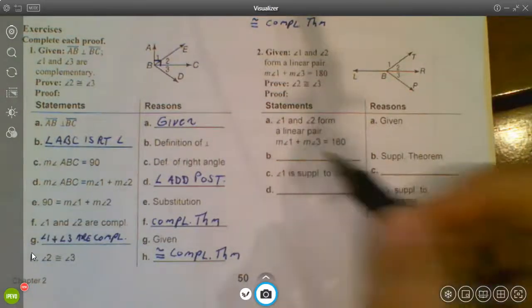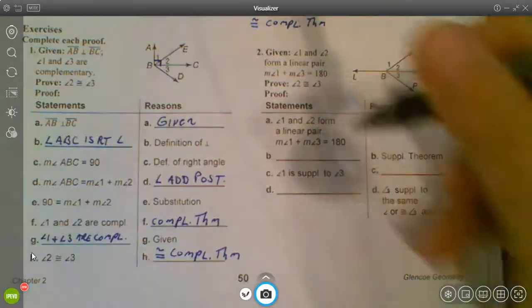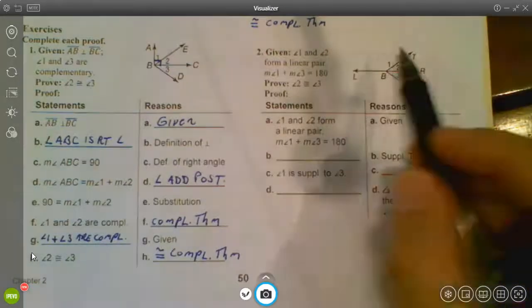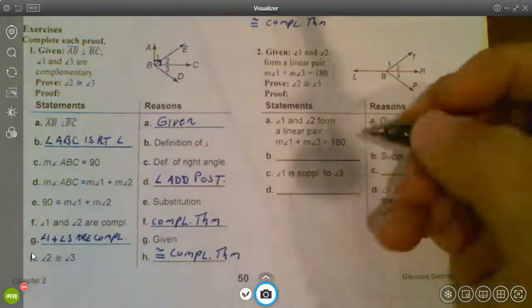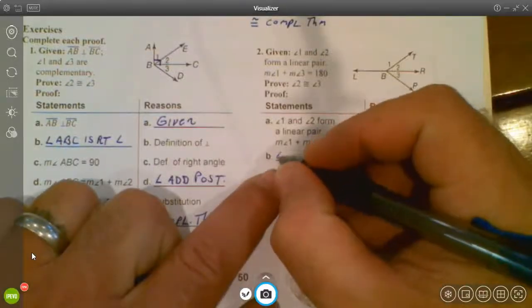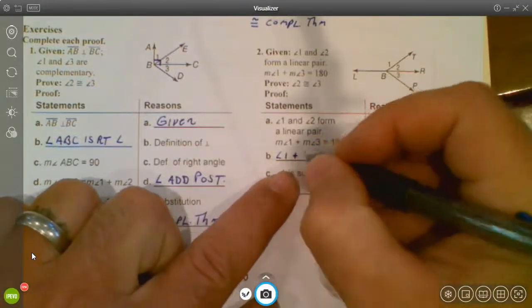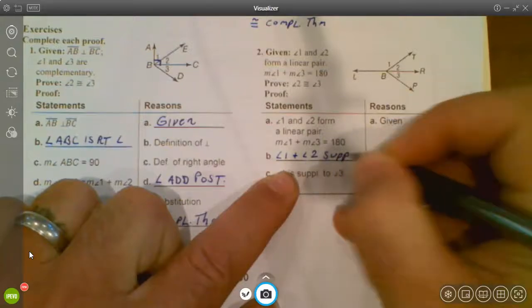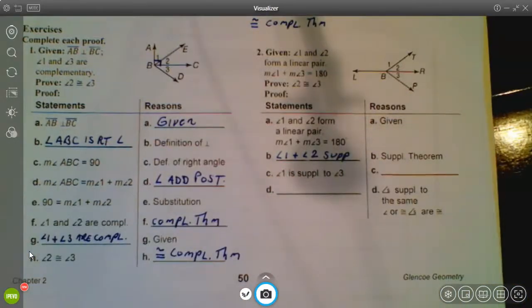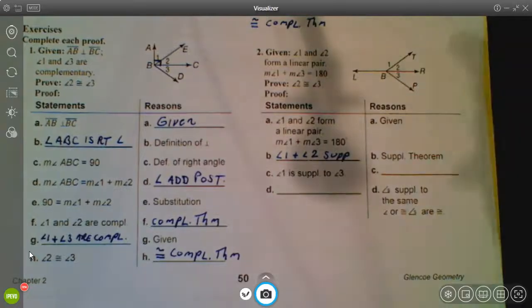So if I look at what I have, if angles 1 and 2 are a linear pair, which I can see by the drawing, then I'm allowed to say that angles 1 and 2 are supplementary. This is what we went through at the very beginning of this video on the first page. And that is our supplements theorem.